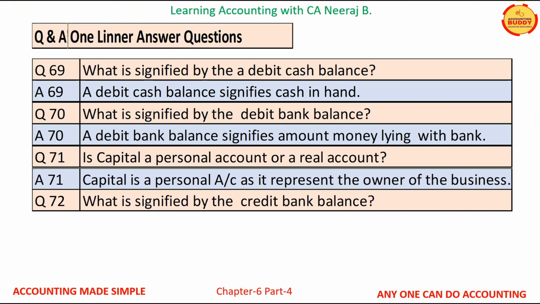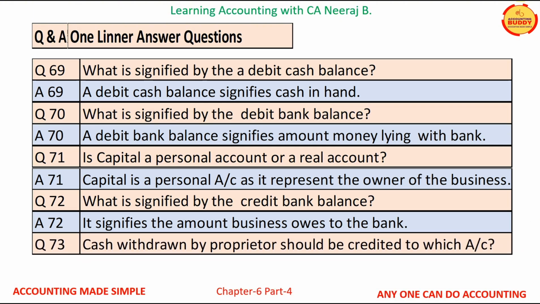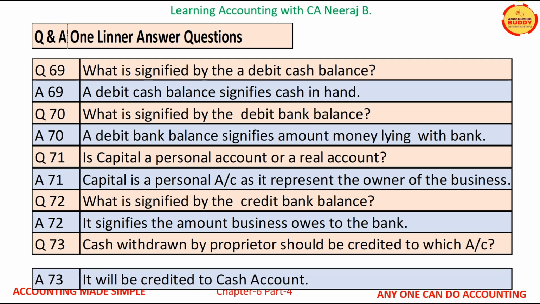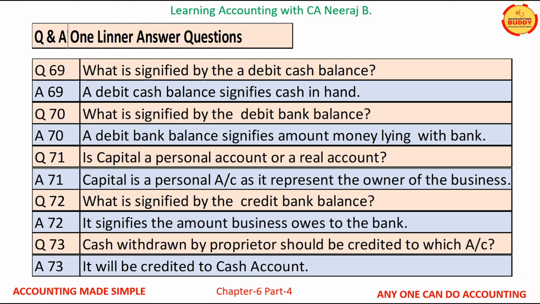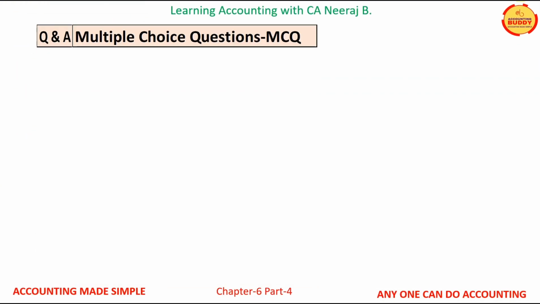Question number 72. What is signified by the credit bank balance? The answer is it signifies the amount business owes to the bank. Question number 73. Cash withdrawn by proprietor should be credited to which account? The answer is it should be credited to cash account. Let us now take multiple choice questions.